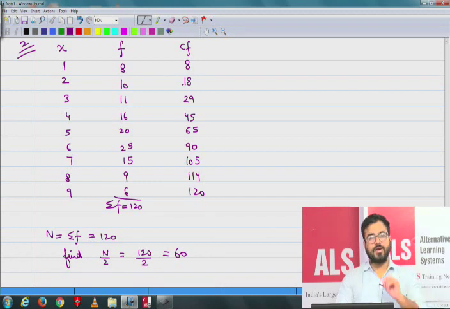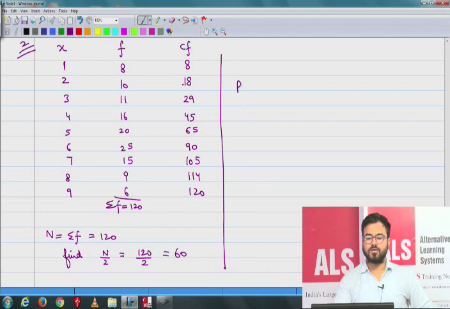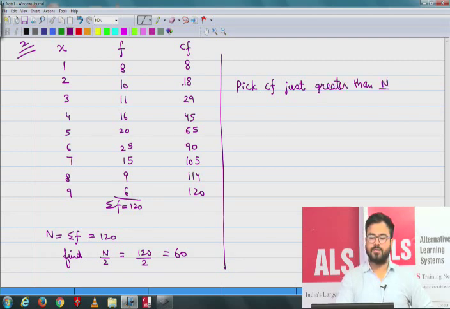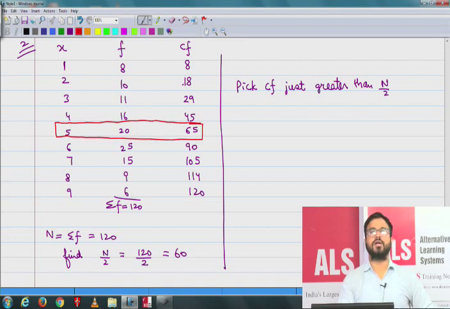After getting n by 2, what we have to do is pick the cumulative frequency just greater than n by 2. Here n by 2 is 60, so the cumulative frequency just greater than 60 is this value, 65. So this will be our selected median interval.